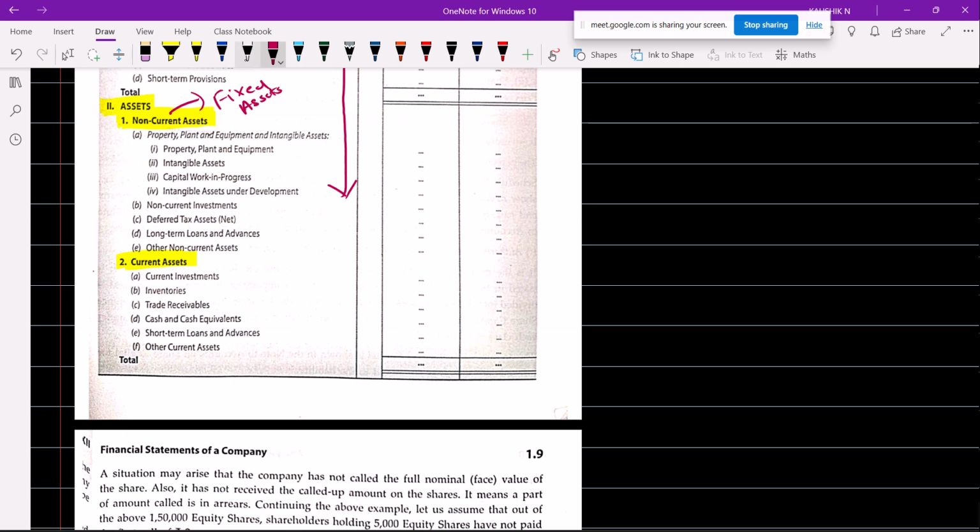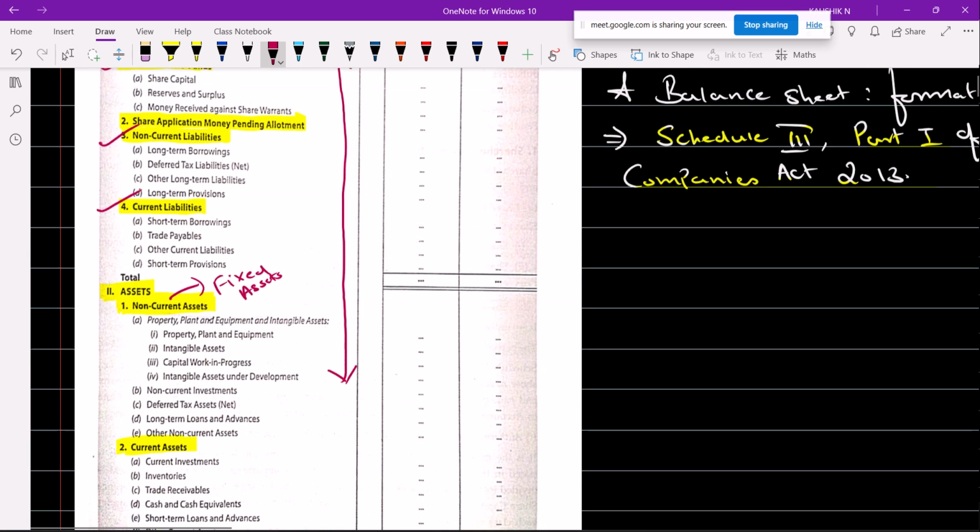Remember, the other name of non-current assets is fixed assets. In grade 11, you would have learned assets broadly classified into fixed assets and current assets. That fixed assets is what we are going to represent here as non-current assets. Do not use the other name, fixed assets, as a heading. If you use fixed assets, then marks will not be awarded to you. It has to be used only as non-current assets. So in the asset category, we have these two items, non-current assets and current assets, and this should be as per the format in which it appears.